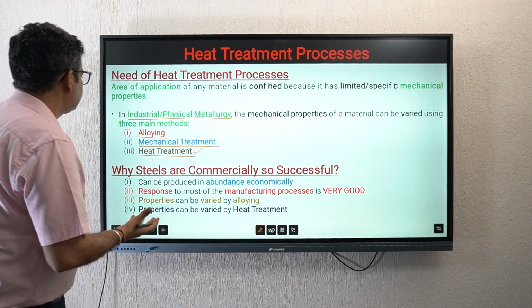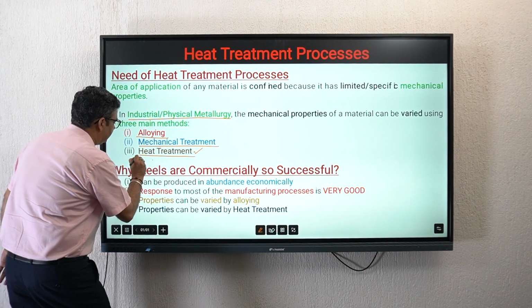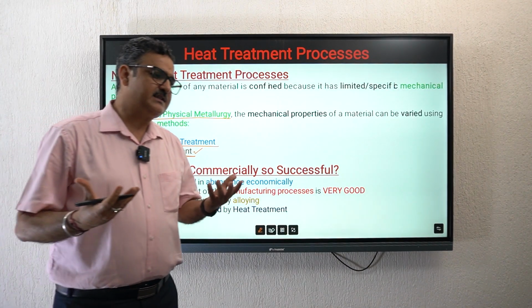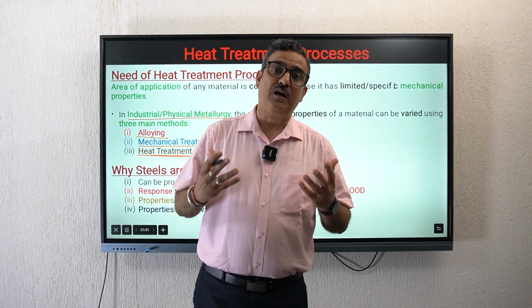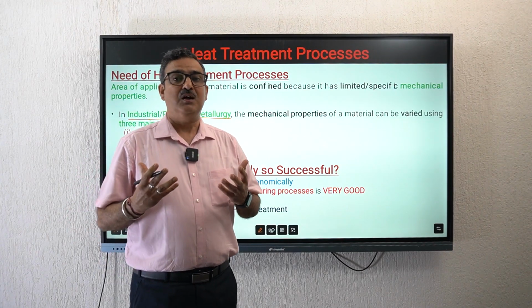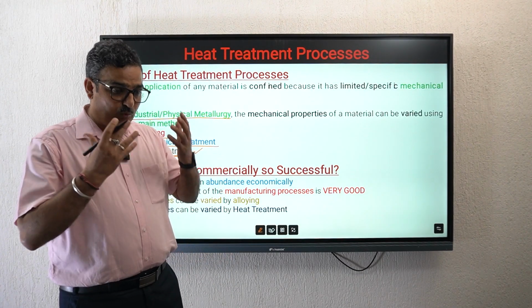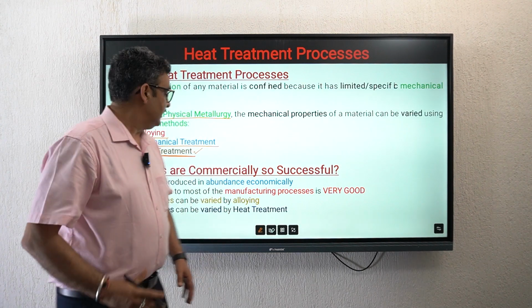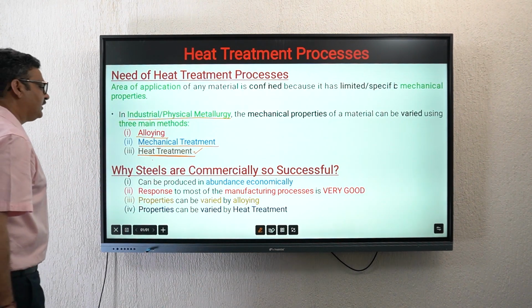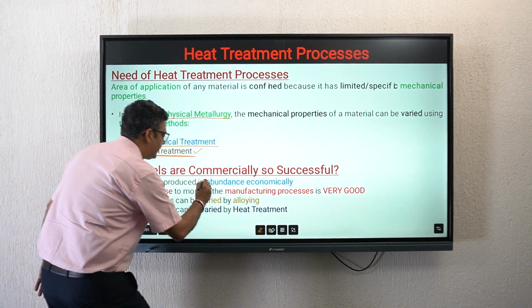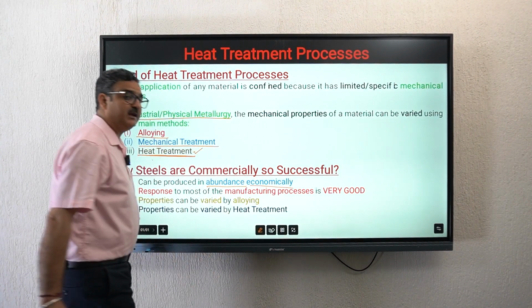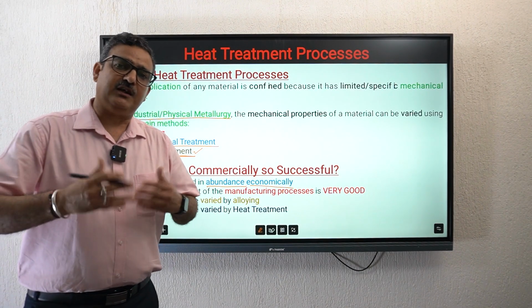Now, before I start with the explanation of what heat treatment processes are, let's again see why steels are commercially so successful, why they are still the most extensively used alloys in the industry. Students, there are some reasons for it. See, number one, steels can be produced in bulk quantity, and that too very economically. So their production is very economical.